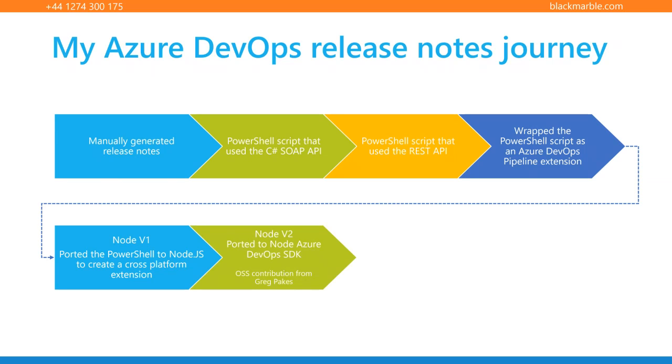but written in Node, so you could run it on any flavor of build engine. That then got picked up because it's an open source project. It's on my Git repo, and there was a great open source contribution from Greg Pakes where he took my code that was all based around calling the REST API direct and switched to using the Azure DevOps Node SDK. That made the code far neater to read and really helped with the general performance and the ease of use for the development.